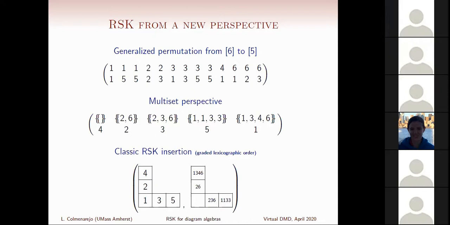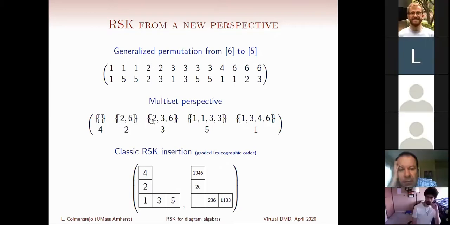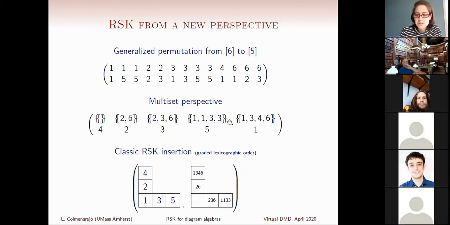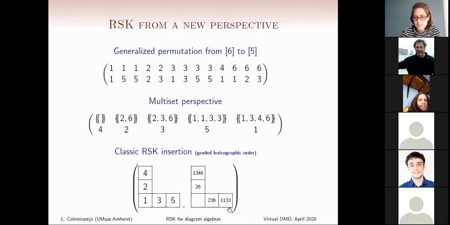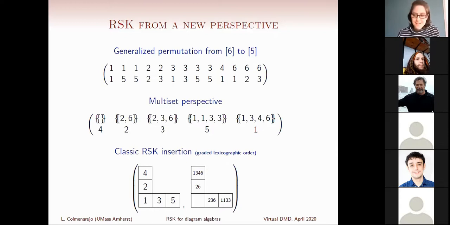Now, in my initial generalized permutation, I had an order on the top row. The order that I have in this case is lexicographic order, which means the graded one. Which means that I will first give preference to the size of the set. And then if I have two sets of the same size, like here, I record the multisets. And that turned out to be a very nice insertion that gave us some results.